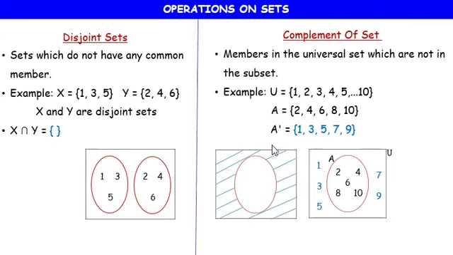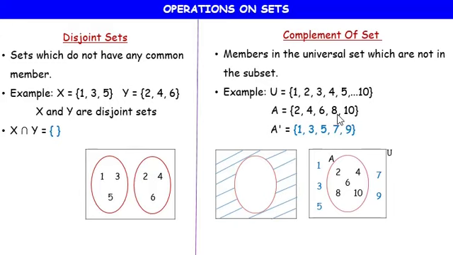So a complement is simply all those members within the universal set, that is from 1 to 10, that cannot be found in set A. So we are going to have A complement equal to 1 3 5 7 and 9. Now 1 is not in set A, but it is in the universal set. 3 is not in set A, but it's in the universal set. 5 is not in set A, but in the universal set.